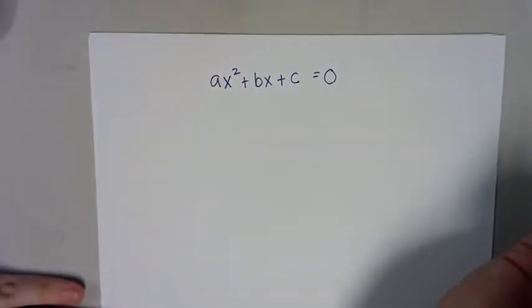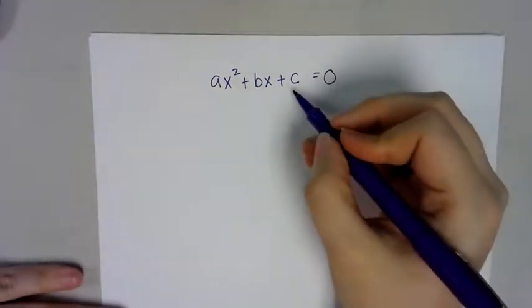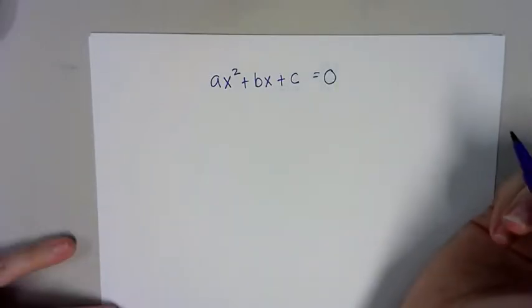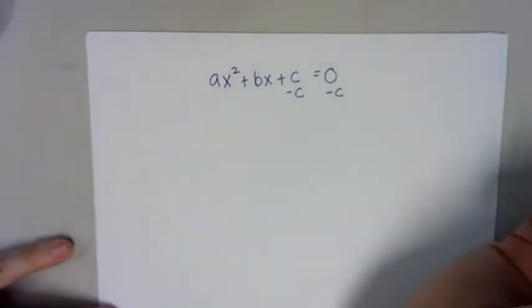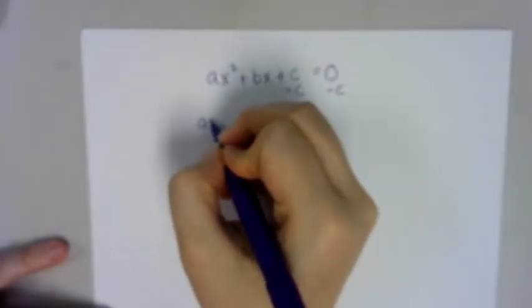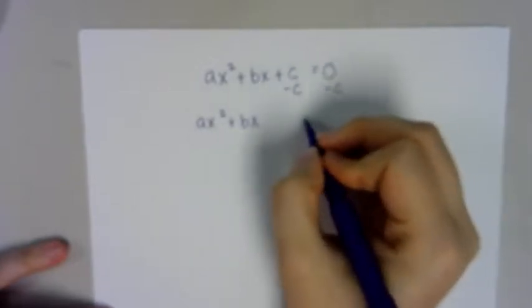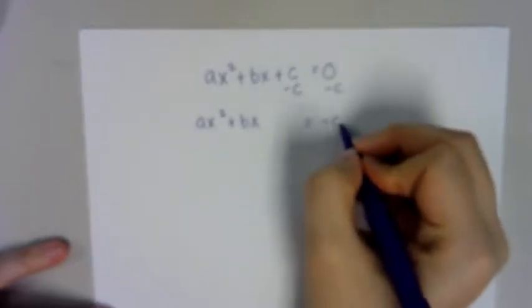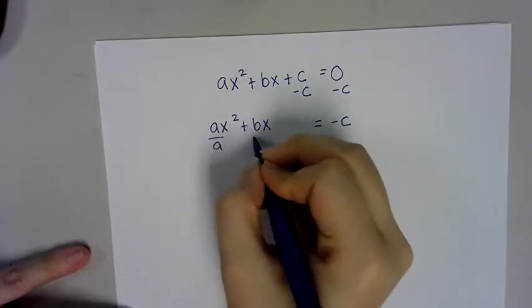Agreed? So if that's my standard form, we're going to complete the square using the standard form of a quadratic. Remember, the first step in completing the square is moving my c term to the other side. So I'm going to subtract c from both sides. Then I have ax squared plus bx, leave a space because we're about to complete the square, equals negative c. Don't forget that you also have to divide by the a term, all parts.